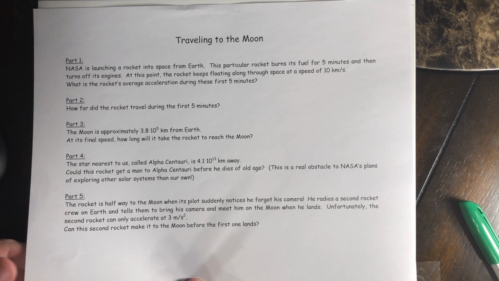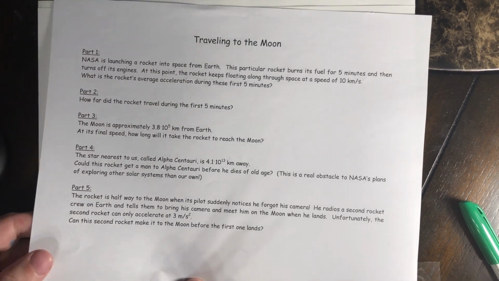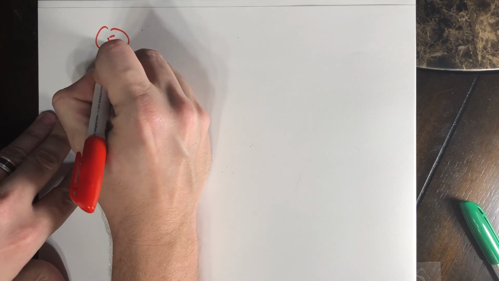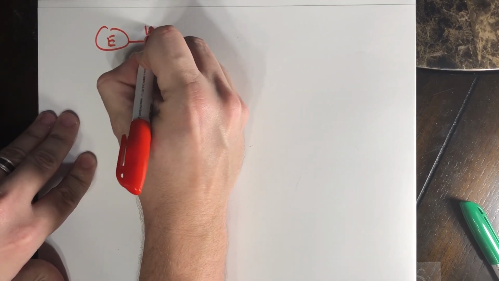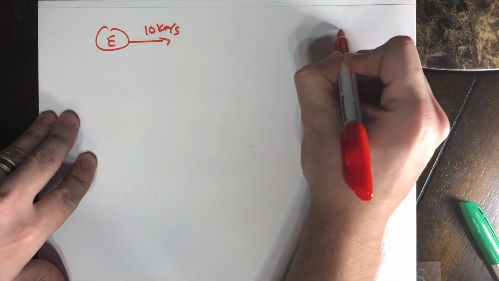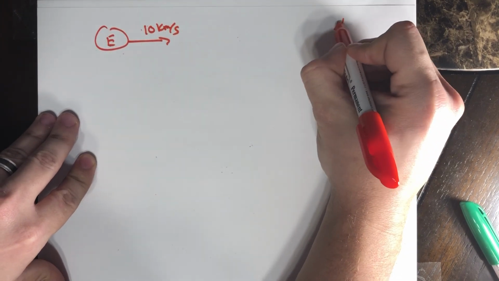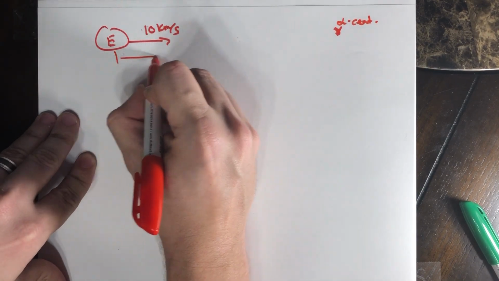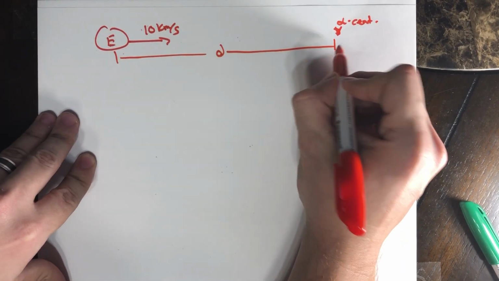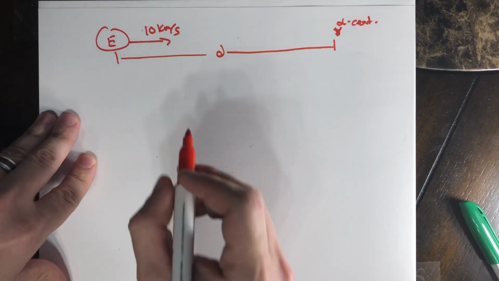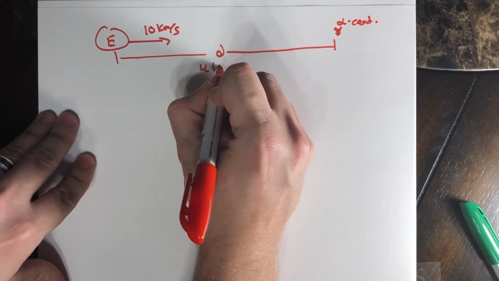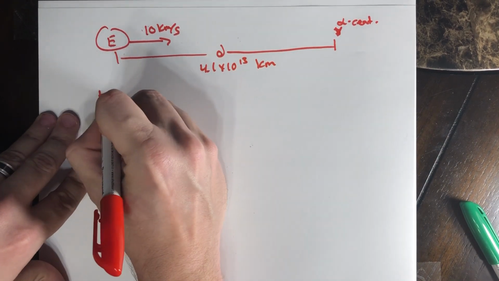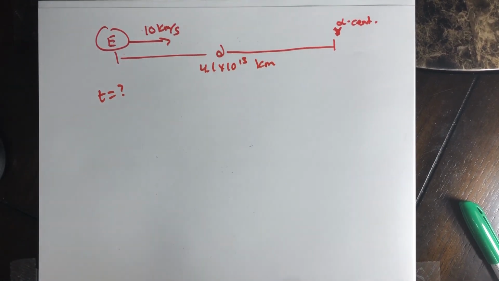Again, if we're going at 10 kilometers per second, we're going to set up the problem the same way we did last time. So again, this time we have somebody at Earth, and they're going at 10 kilometers per second all the way to Alpha Centauri. And we know that that distance is 4.1 times 10 to the 13th kilometers. And we just want to know how long it is going to take to get there. So this is the same equation we used last time.